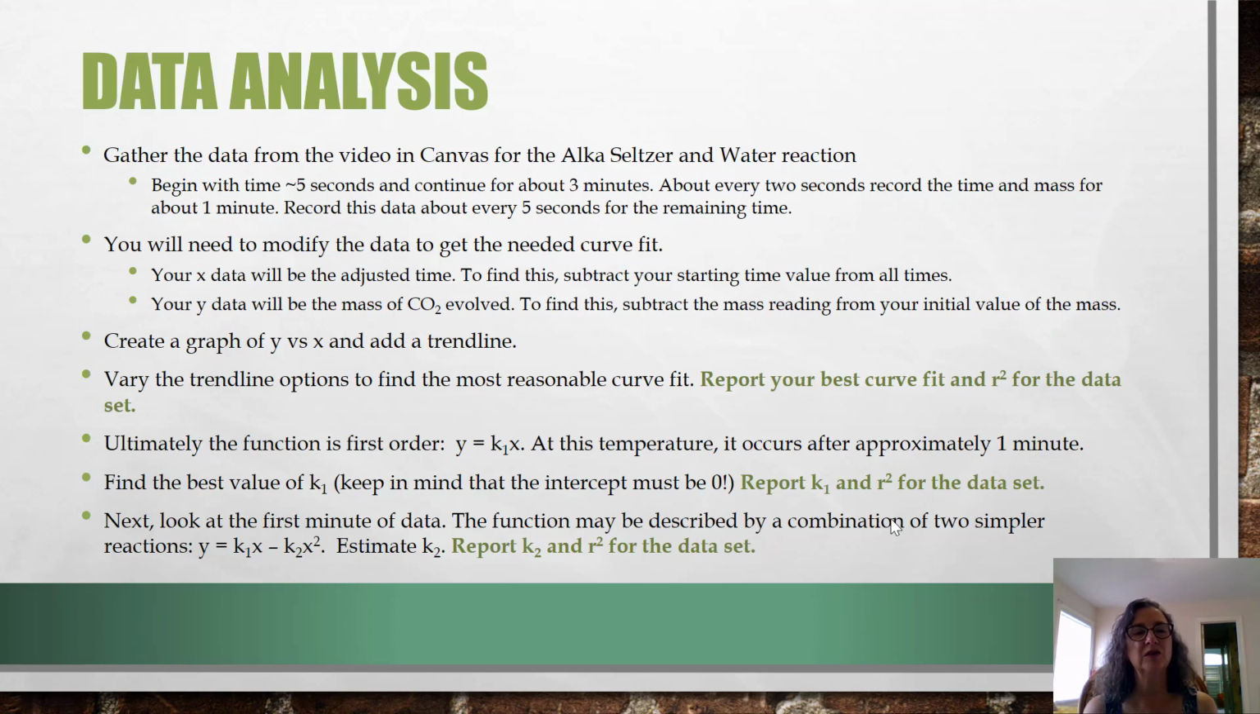Then I want you to find the best possible value of K1 with its R-squared, and then look at the first 2 minutes. Now in this case, K1x minus K2x squared, it appears that there is a quadratic function, a second order function happening initially. It's related to the fact that the tablet has to dissolve and there's some surface things that are happening.